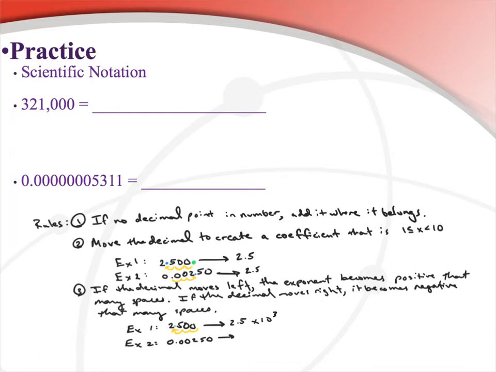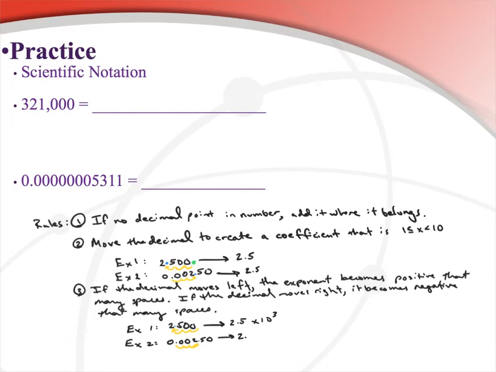All right. If we do the same thing to the second one, though, it's going in the opposite direction, right? It's going 1, 2, 3 places that way to the right. And if we read the rules there, we can see that moving to the right is going to make it negative.